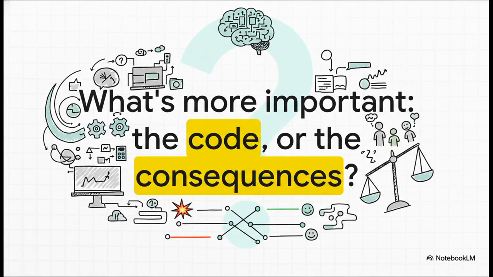So that leaves us with one last question to think about. When you're building a model, what's actually more important? Getting the code just right, or deeply understanding the consequences of the decisions that code is going to make? Maybe the most critical skill isn't the programming, but understanding the human impact of it all.